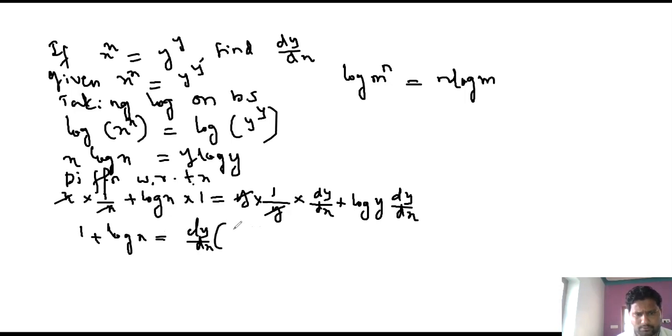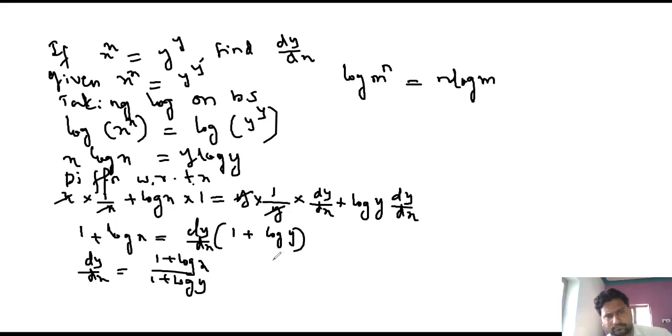I will take dy by dx common, so 1 plus log y. Now the answer is 1 plus log x on one side, and 1 plus log y, taken across, becomes the denominator. So dy by dx is equal to 1 plus log x divided by 1 plus log y. This is the required answer. It's a very important example, actually, for CET purposes.